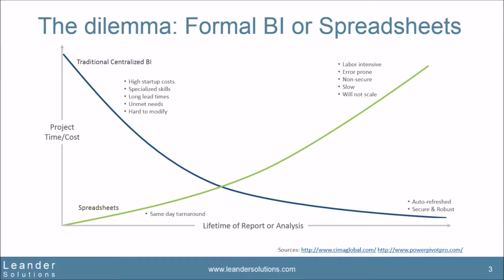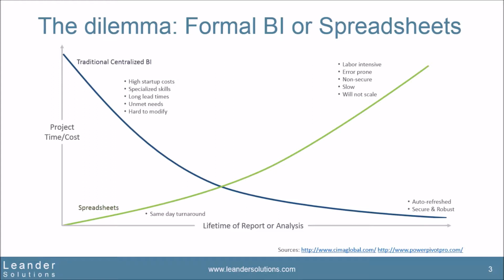One dilemma that we often face is whether to develop a quick solution in a spreadsheet or embark on a large-scale business intelligence project. The blue line represents a typical BI project where initial development costs are high and lead times are long, but there are efficiencies over time due to automation and the robust nature of the solution.